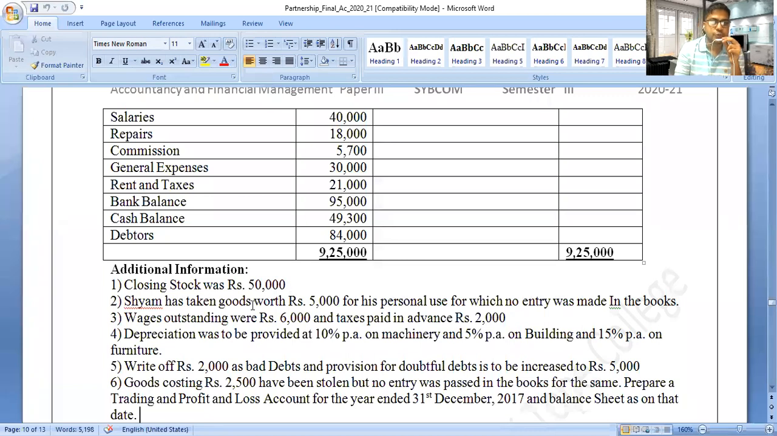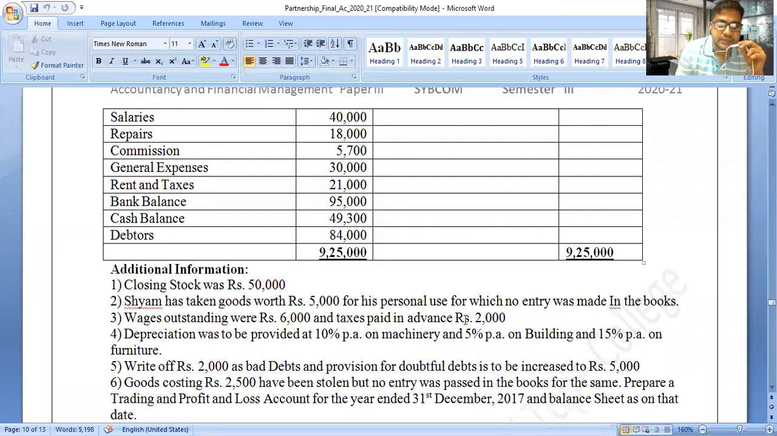Sham has taken goods worth rupees 5,000 for personal use. Personal use means drawing. The first effect, trading account, credit side, goods taken for personal purpose. And the second effect, we are not preparing the partner's current account. We will directly deduct from capital, balance sheet, liability side, less from capital. Wages outstanding. So we have to add it to wages 6,000, and the next effect, balance sheet liabilities.